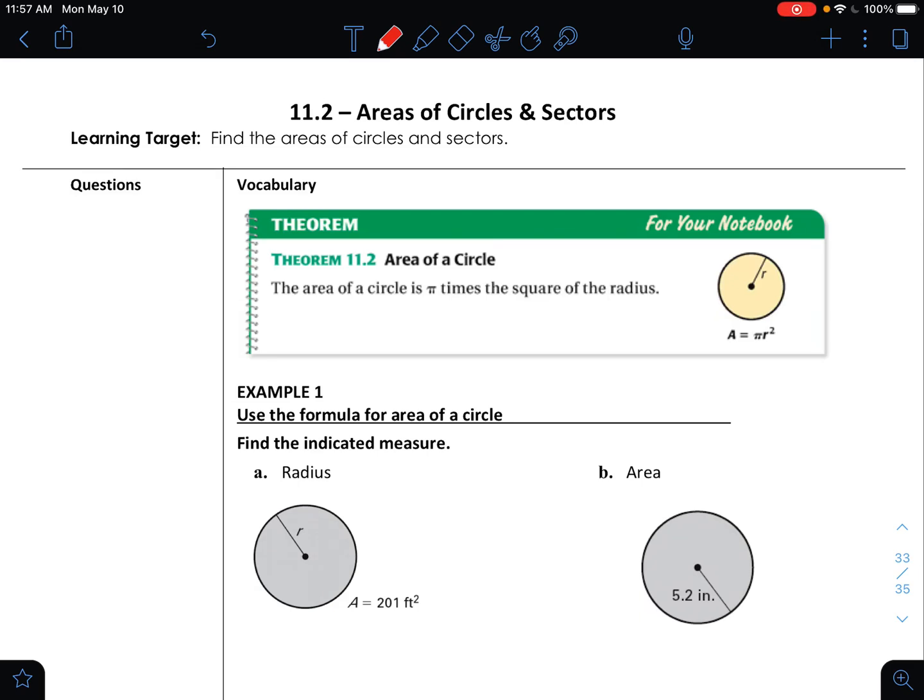All right, this is the last section in our circles unit. And so today's lesson talks about area of circles and sectors. This lesson is virtually identical to the prior lesson where we did circumference of circles and arc length of sectors. We're going to be doing the exact same proportion. It's just we're working with area, not circumference.